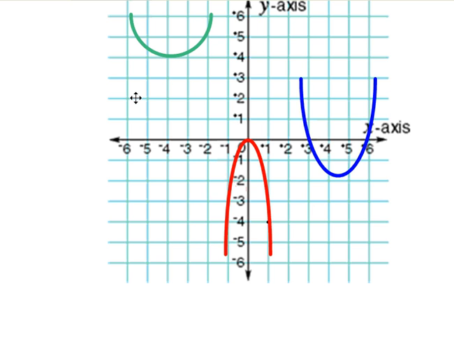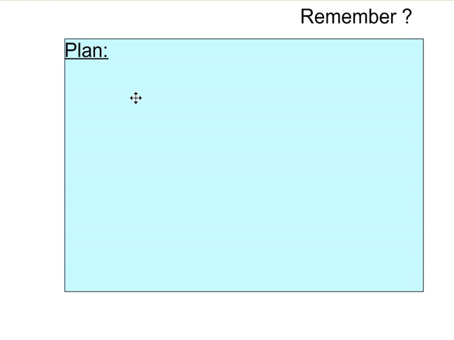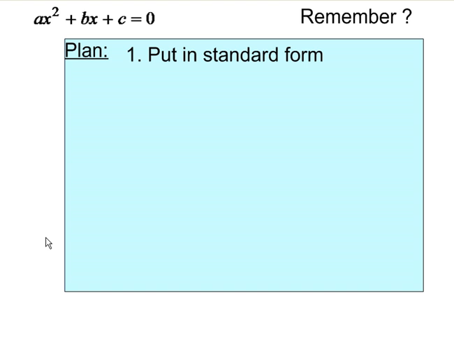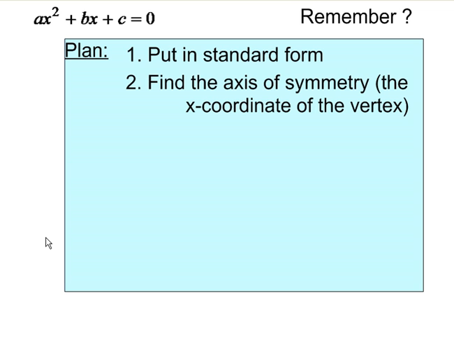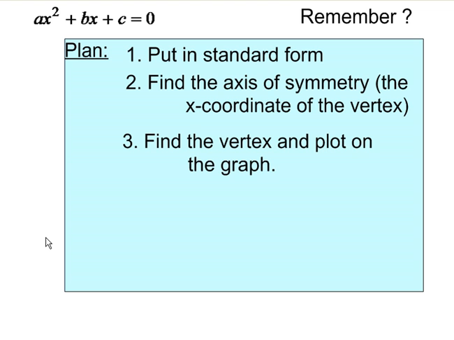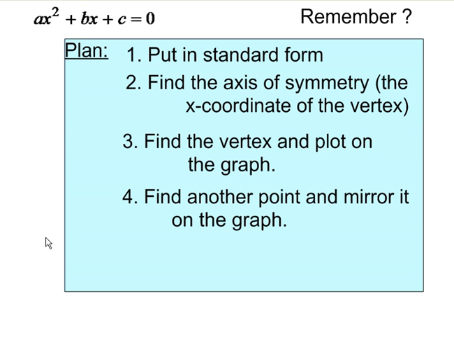So let's go through what we should already know about quadratics and the way to graph them. Let's remember, we always have a plan. First, we have to make sure that it's in standard form, which is ax squared plus or minus bx plus or minus c. And you'll notice I say it's equal to 0, because once we start solving a quadratic in one variable, we need to set that y to 0. Now we need to find the axis of symmetry, which is the same as the x-coordinate of the vertex. So we're going to find the vertex and plot it on the graph, and then find another point and mirror it on the graph. And that other point that you can find, obviously, is the y-intercept. That's the easy thing to pick. And then we're going to draw the graph.